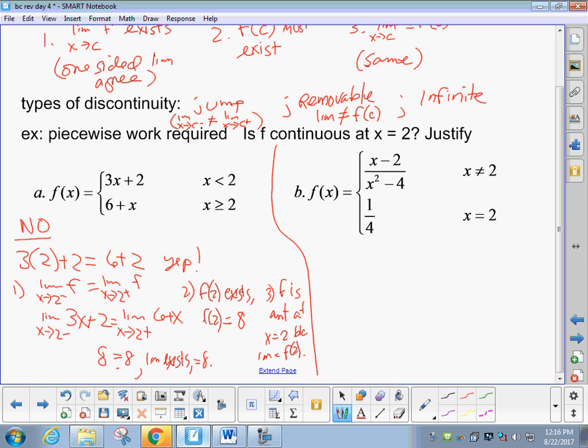Getting you started, do you need to do one-sided limits like we did the first problem, or can you just do a stone cold limit? Stone cold limit.